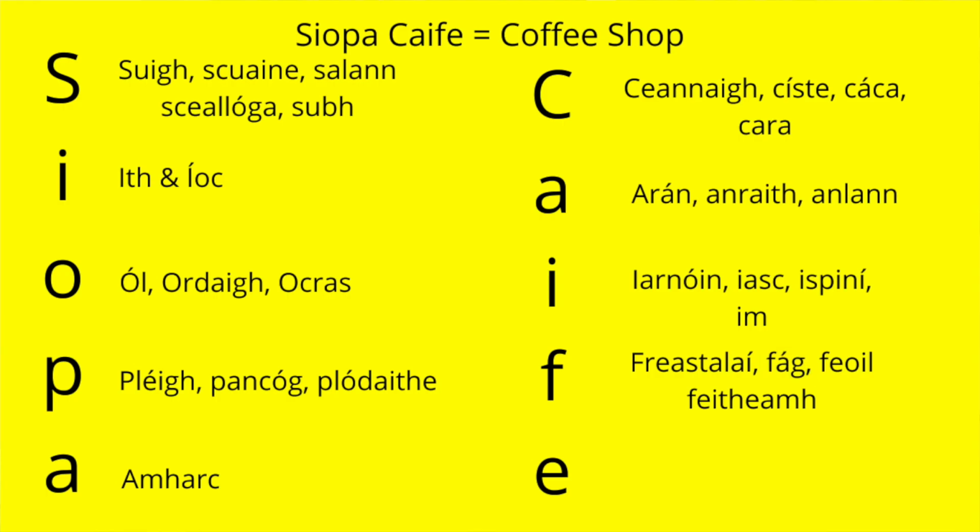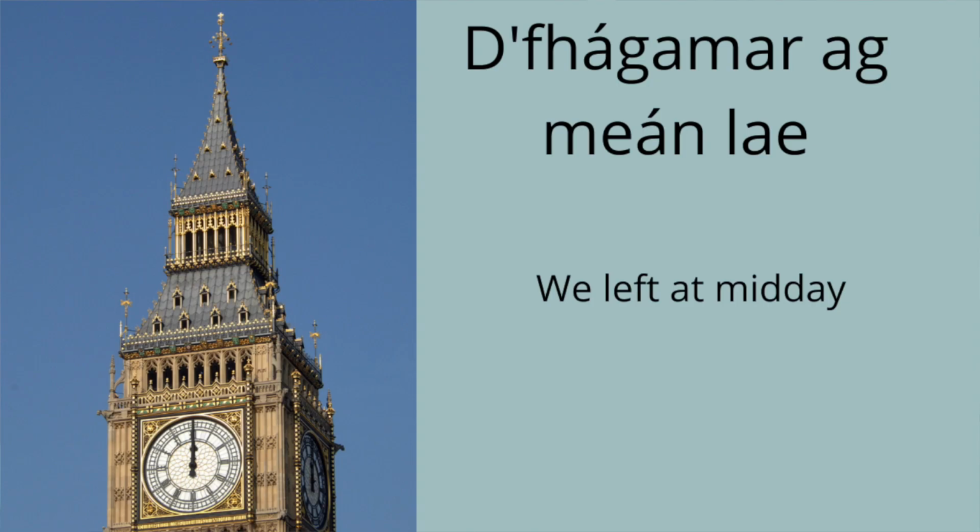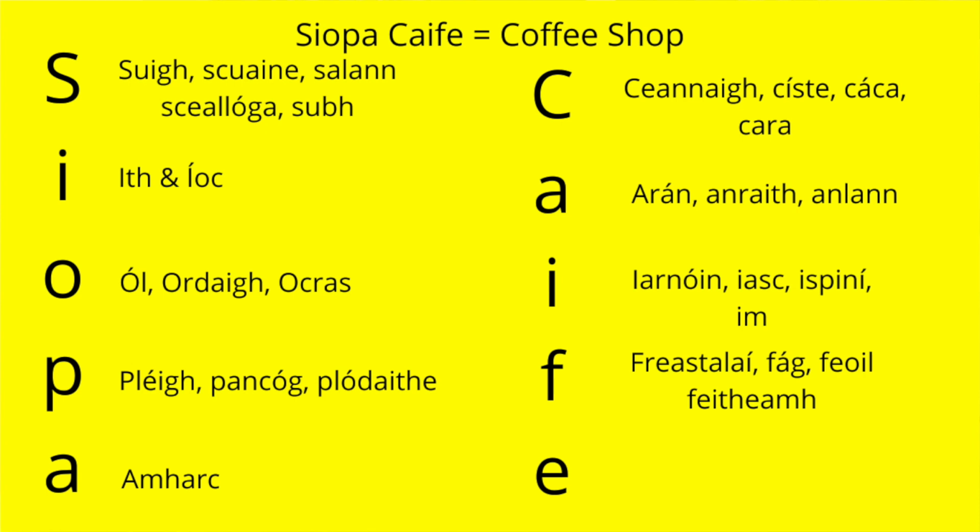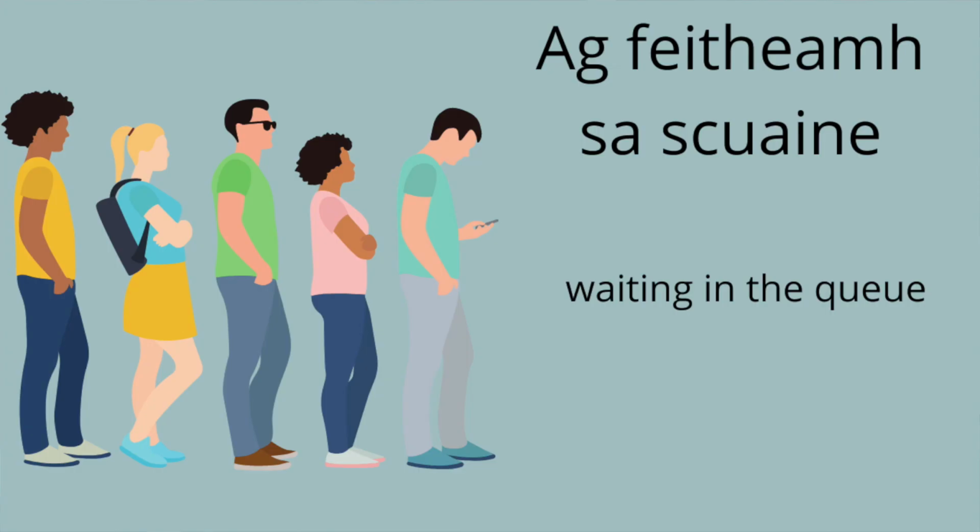Fog is a verb beginning with the letter F, as you can see. So fog means to leave or to exit. Dogmer ag manle. We left at midday. Fiol is meat. Fehiv is the Irish word to wait. And that could be used in conjunction with skuna up above, which is a queue. So for example, ag fehiv sa skuna, waiting in the queue.